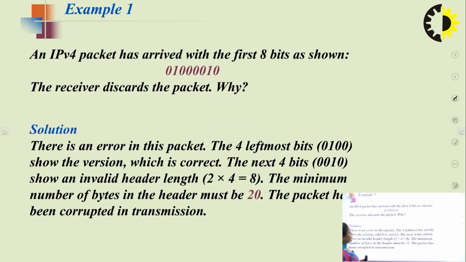First of all, we are going to talk about the first example. In this example, we have to check the complete header format. In this lecture, we have gone through the complete header format. Now let's do some numericals so that we can understand how we can check the header format. The first question: an IPv4 packet has arrived with the first 8 bits, and it shows the first 8 bits as 01000010.